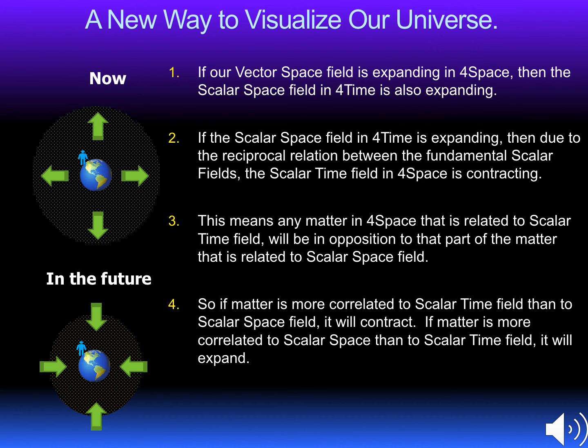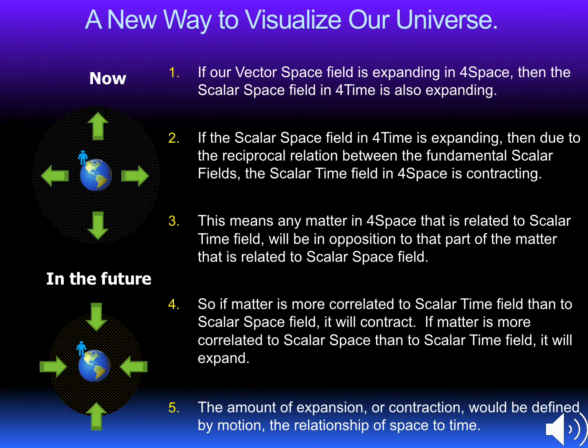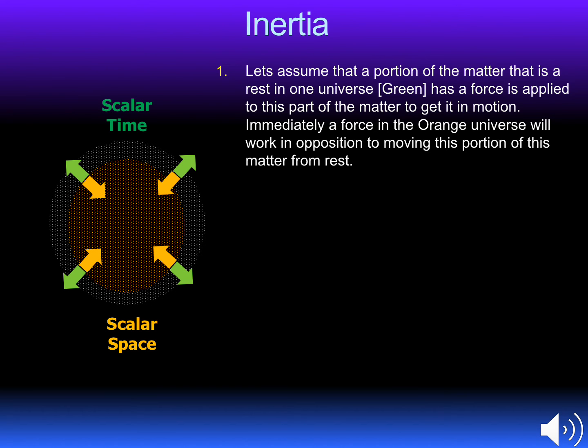So if matter is more correlated to the scalar time field than to the scalar space field, it will contract. If matter is more correlated to the scalar space field than to the scalar time field, it will expand. The amount of expansion or contraction would be defined by motion, the relationship of space to time. So let's talk about inertia.